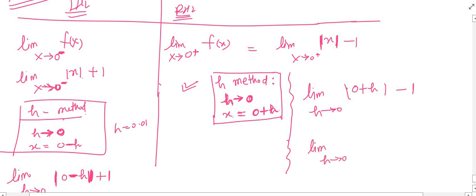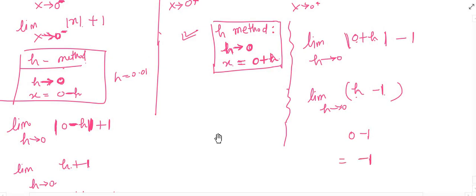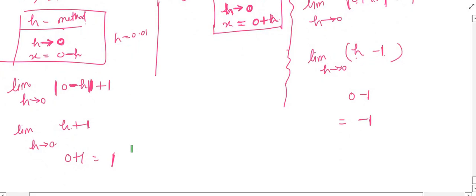Limit, how to remove mod? 0 plus h, so it will be h only. Perfect. Because when we remove mod, only the number comes out, the sign disappears. So h minus 1. Now put h as 0. 0 minus 1. We are getting minus 1. Here LHL was 1. RHL is minus 1. LHL is not equal to RHL.